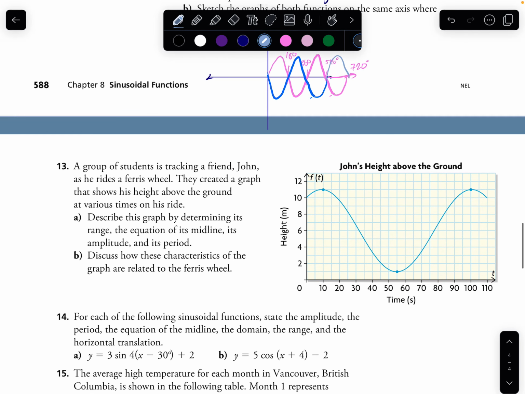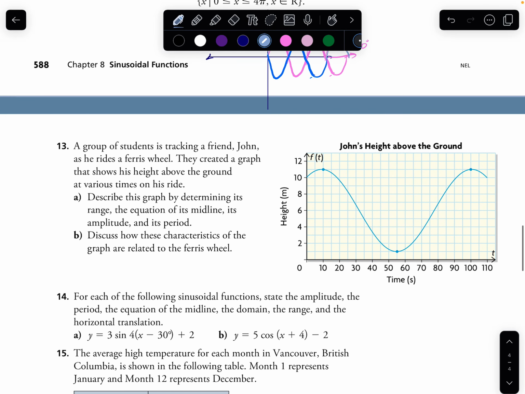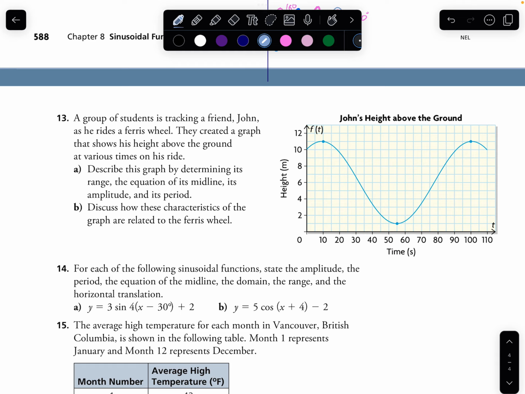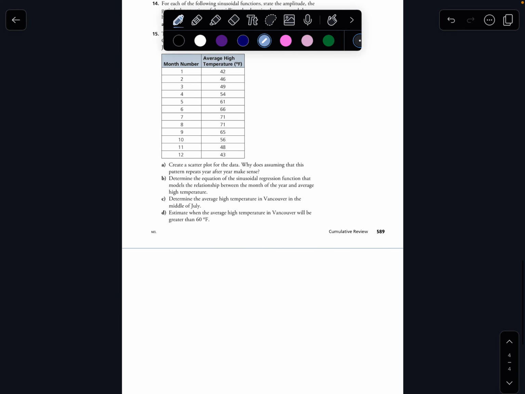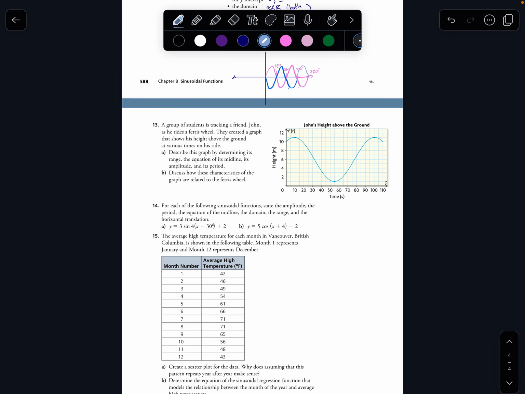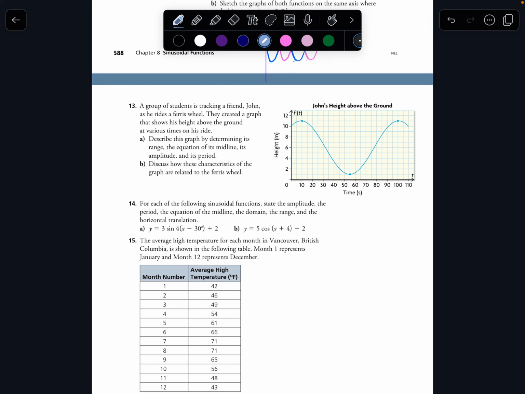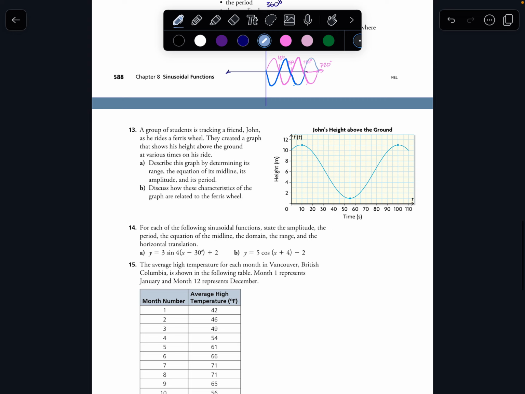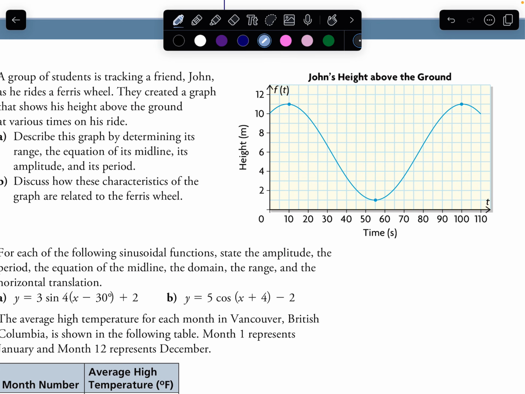Okay, and then a group of students is tracking a friend, John, as he rides a Ferris wheel, and created a graph that shows his height over the ground at various times on his ride. Describe this graph by determining its range, the equation of the midline. Okay, so it goes from 10 to 2. So that's the range. Equation of midline, halfway between 10 and 2.